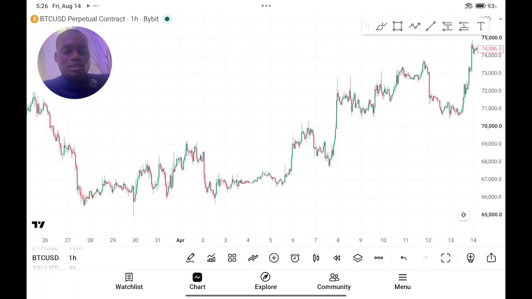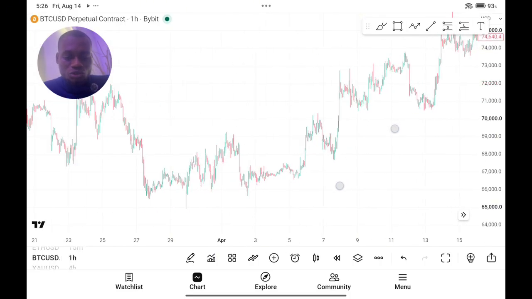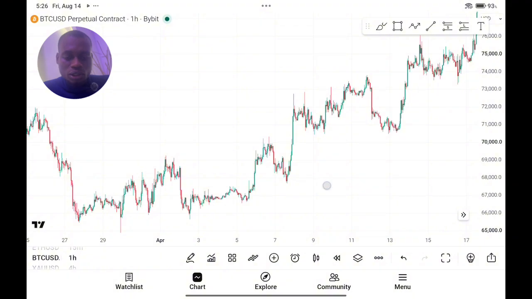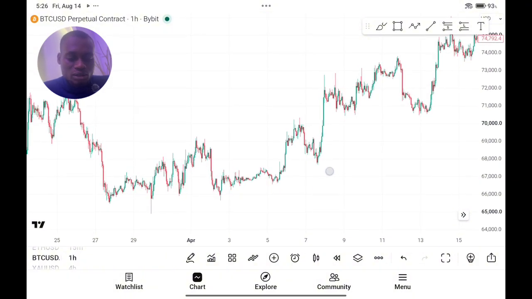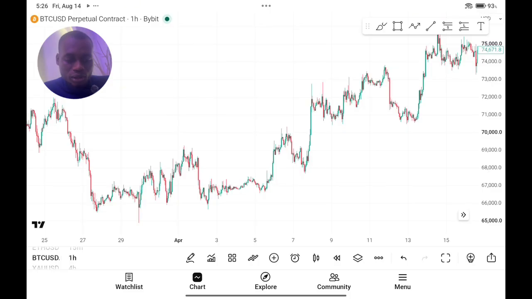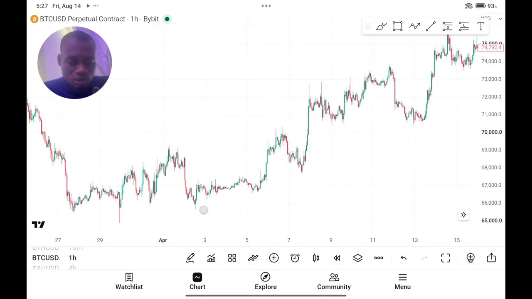Alright guys, here in the TradingView app, I'm going to be using this pair to show us the market structure, how to identify the market structure. So this is the BTC USD pair, and as you can see on this 1 hour time frame, price is forming a higher low and a higher high, a higher low and a higher high.